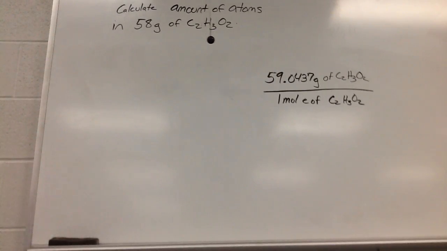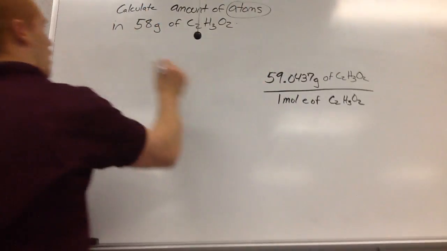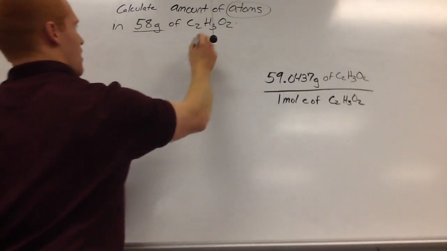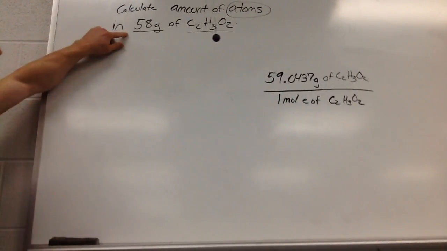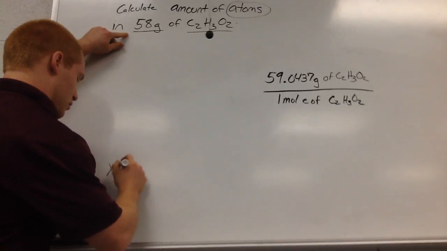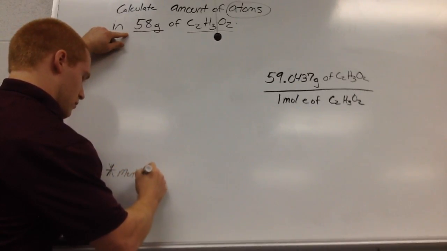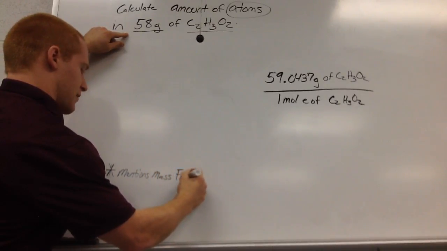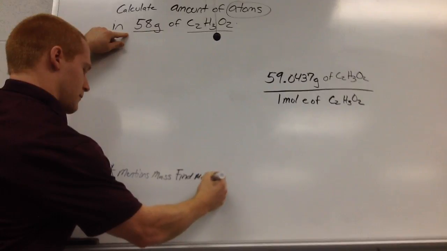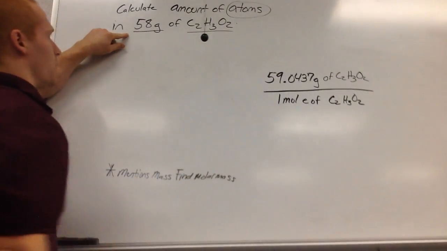Okay, for this one, calculate the amount of atoms. So we are searching for atoms in 58 grams of acetate. Two things to notice. If it ever mentions mass, always find the molar mass. Which is convenient, since I already left it up there.